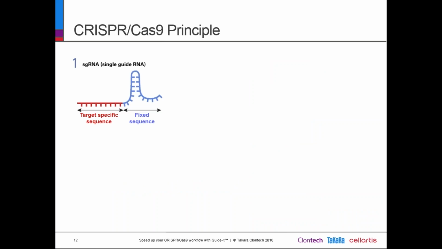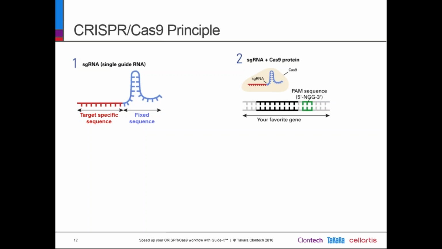So how does this guide RNA look in a bit more detail? All guide RNAs have a fixed sequence here in blue, also called the scaffold sequence, and then 20 nucleotides of your target-specific sequence. Your target gene also needs to have the so-called PAM sequence, which is NGG for the Streptococcus pyogenes Cas9. So this is very frequent in the genome.